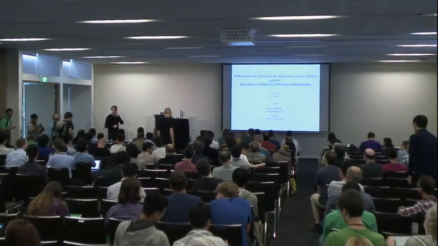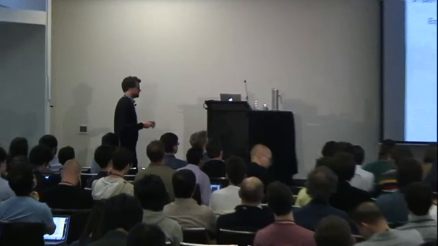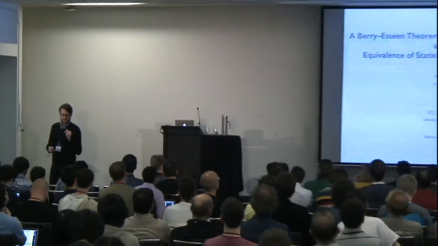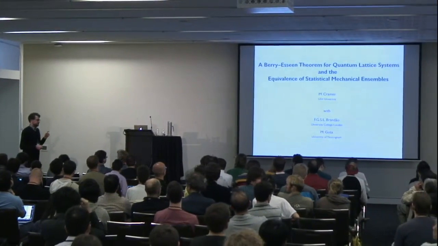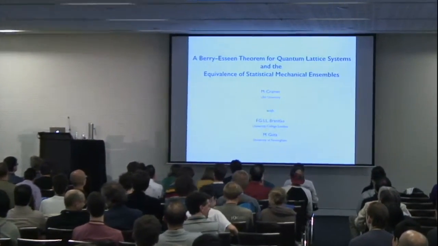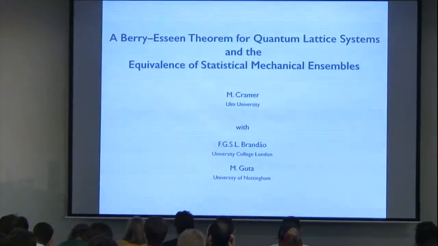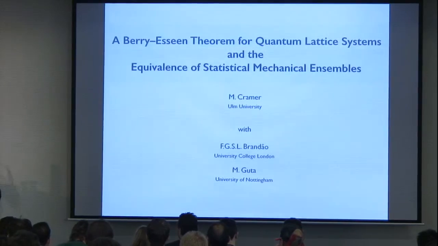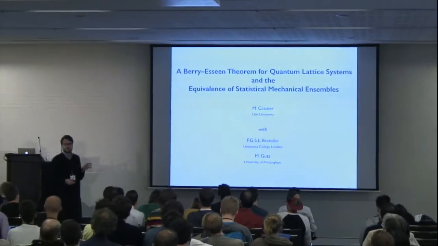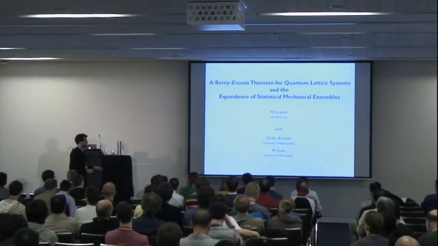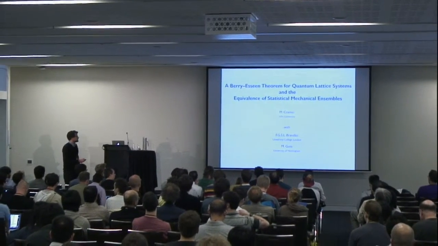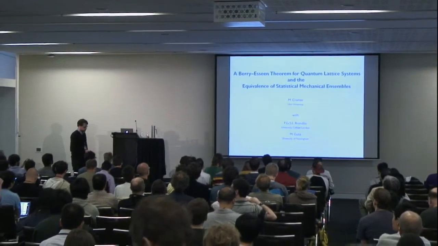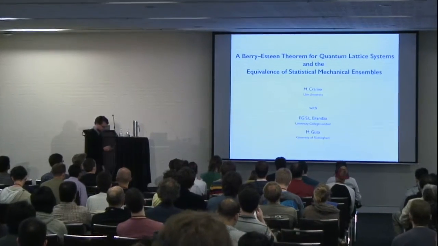Maybe I'll start with an apology, because as you can see from the second part of the title, this is going to be a very physics-y talk. But it's one of those examples, of which we had so many in recent years, where methods from quantum information theory have led to new insights and shed new light on really fundamental physics questions. And this is one example of those. But I'll start with this Berry-Esseen theorem, which is also something quite fundamental.